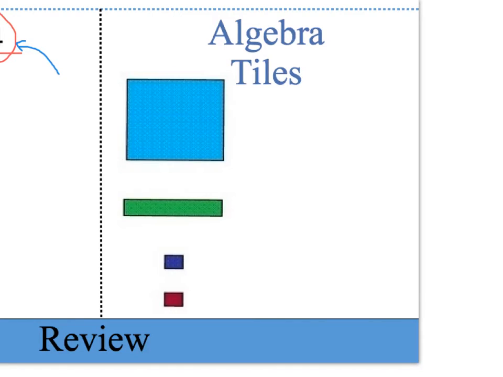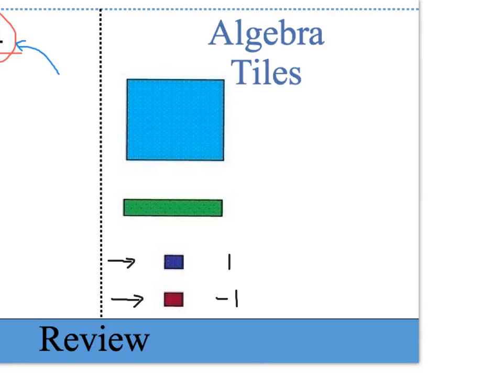So now let's go ahead and talk about some algebra tiles. The first algebra tile I want to talk about is this little blue square. This algebra tile represents one constant square. The little red square represents a negative 1, which is still a constant, but it's a negative number.